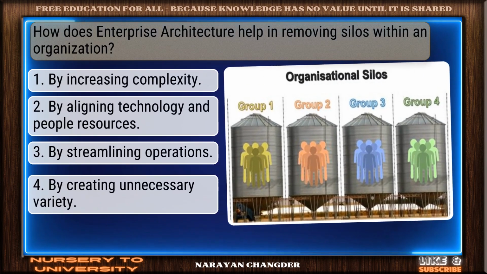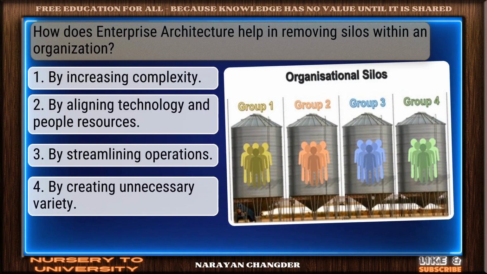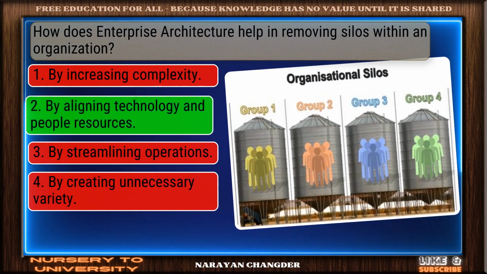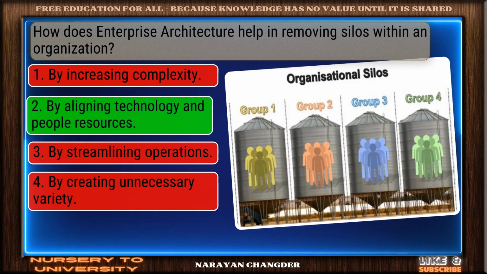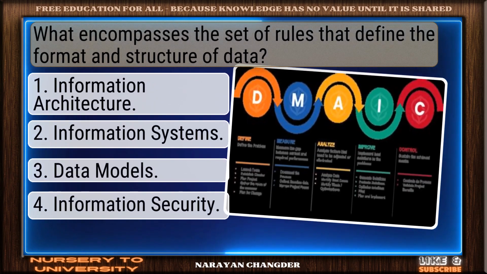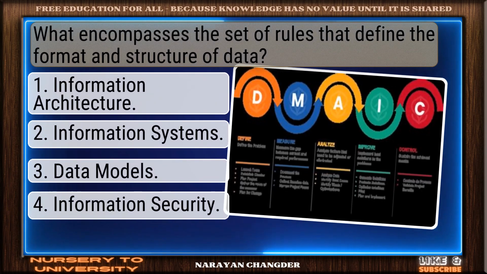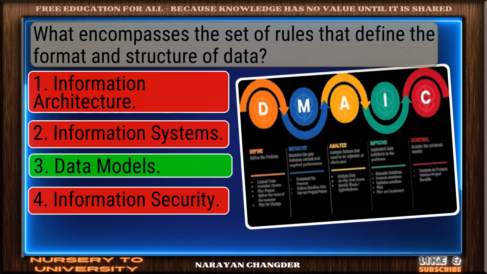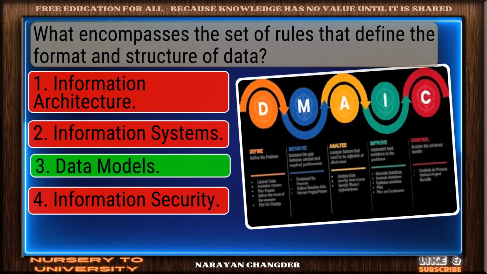Question number 3. How does enterprise architecture help in removing silos within an organization? Solid response. By aligning technology and people resources is a valid choice. Question number 4. What encompasses the set of rules that define the format and structure of data? Clear logic. Your choice data models is sound and 100% true.